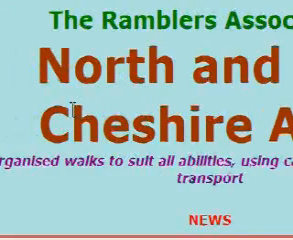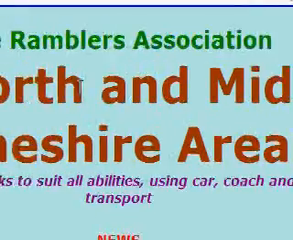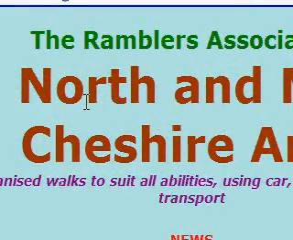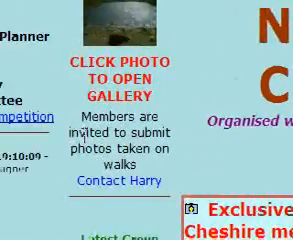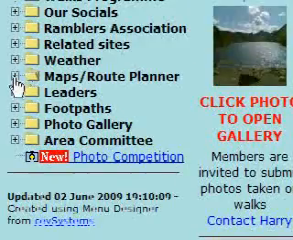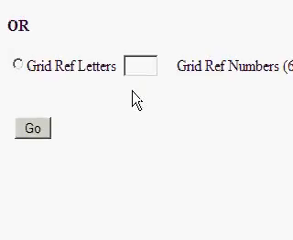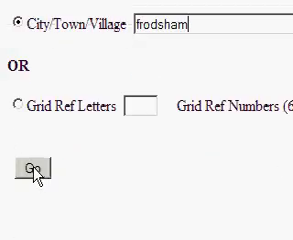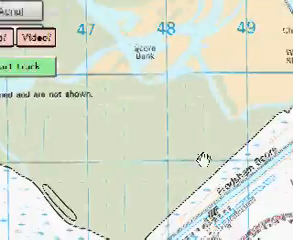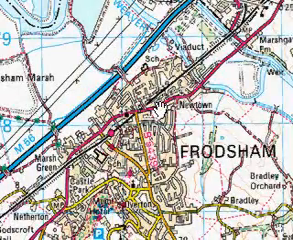This is a short video showing you how to use the North and Mid Cheshire area of the Ramblers Association mapping facilities. So I'm on the main page, the home page of that site, and if we go to the Maps Route Planner on the menus, you'll see an option See Map Plan Route, and you can choose where you want the map centered. I'm going to pick Frodsham and click the Go button, and up comes a map centered on Frodsham. Now there's certain common features of all these maps.